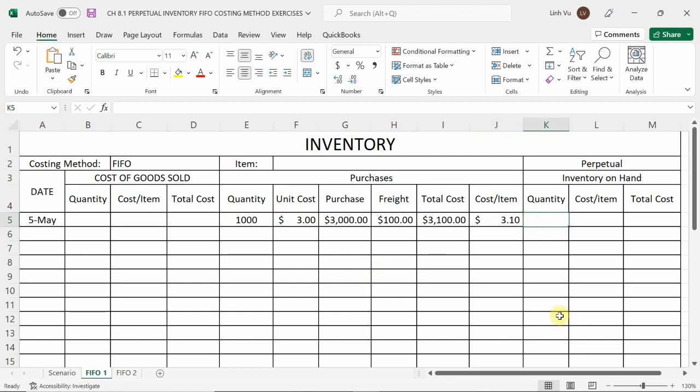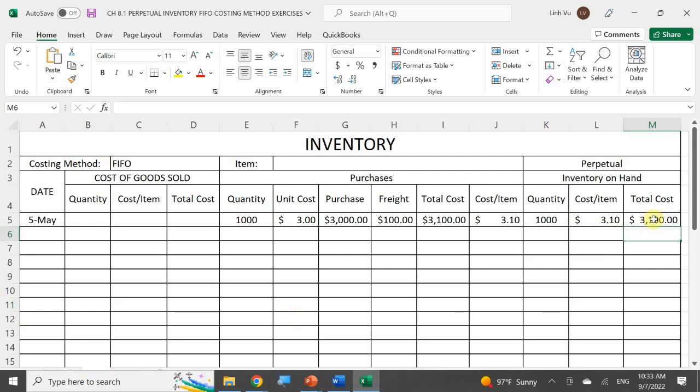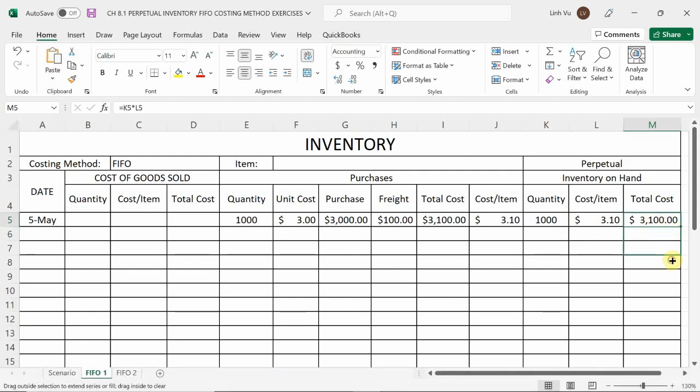Straight into inventory. So this is where I'm going to start cell referencing, okay? Cell referencing means I'm grabbing numbers from one certain cell and copying it over into this. This is where I'm going to be applying a lot of my formulas, okay? So in this case, I have currently 1,000 units. My cost per item right now is $3.10. So therefore, my grand total cost is going to be $3,100, right? We know that.